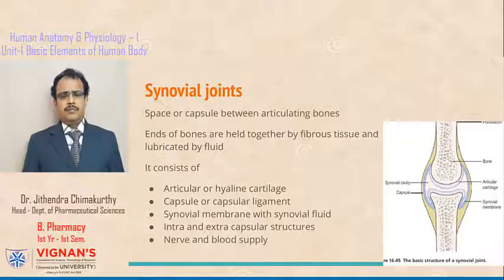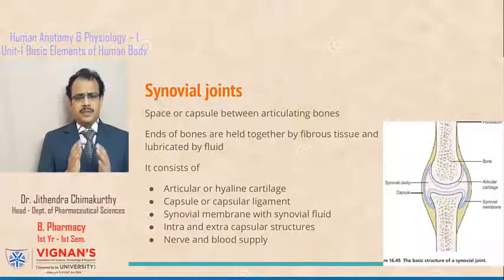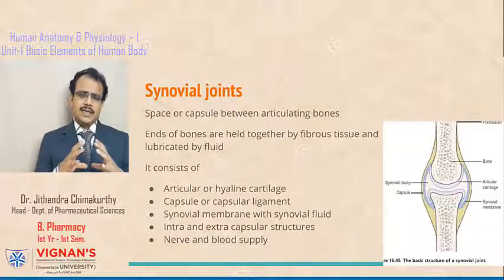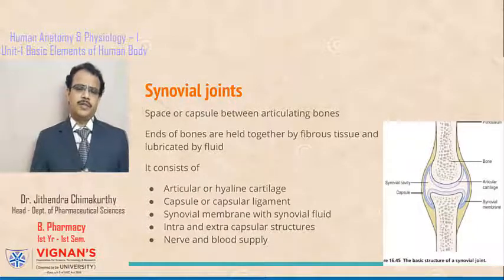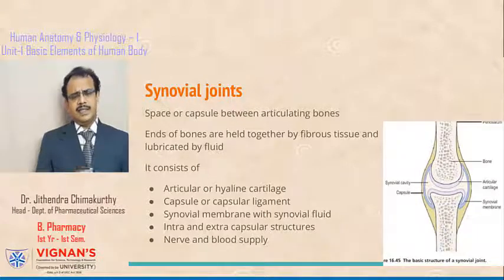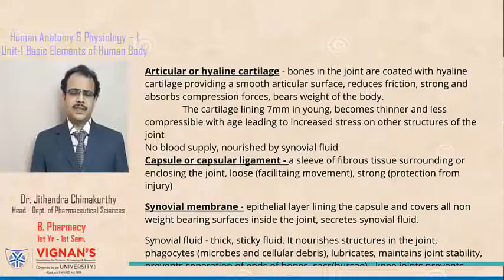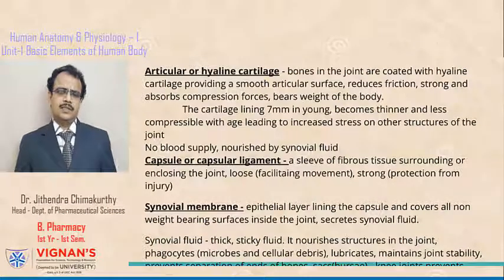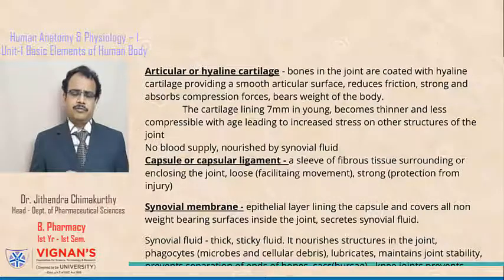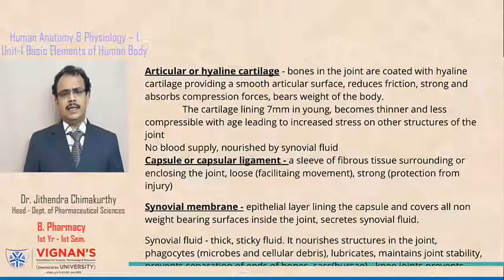Another peculiar feature of this synovial joint is that there is a fibrous material or sheath which holds two bones as a joint. And there are other characteristic features of this synovial joint which we will see in detail. Now let's see the characteristic features of a synovial joint. A synovial joint has various characters in common. Of these, the first is articular cartilage or hyaline cartilage.